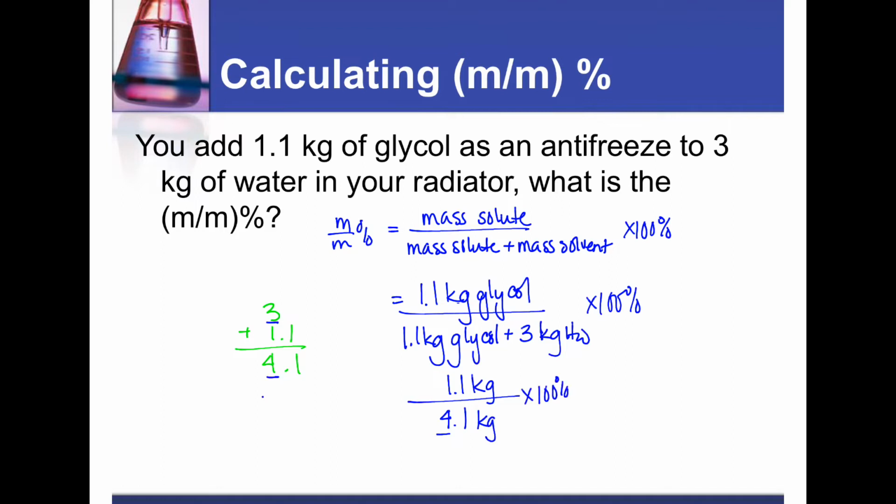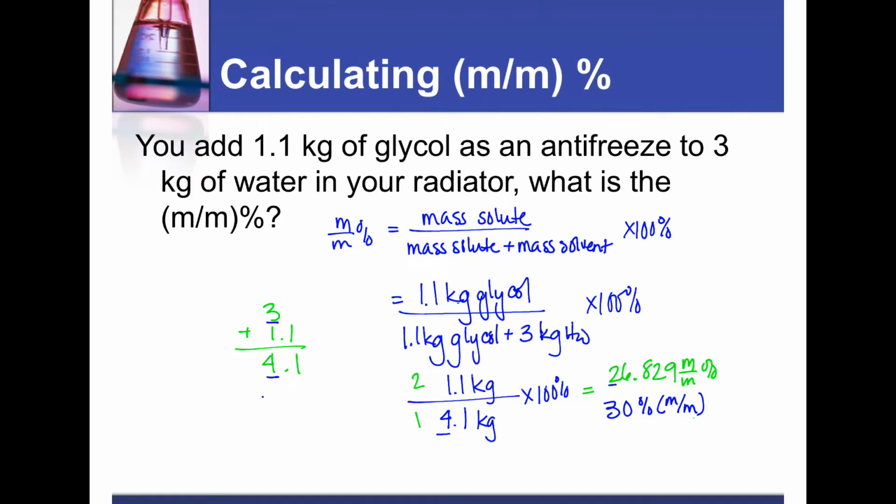Now when I do the division, I have 2 sig figs on the top and 1 sig fig on the bottom, which means that on my calculator I get 26.829 mass percent, but it should only have 1 sig fig, and that means 30% mass to mass. We hate rounding that much, but we only had 1 sig fig here.